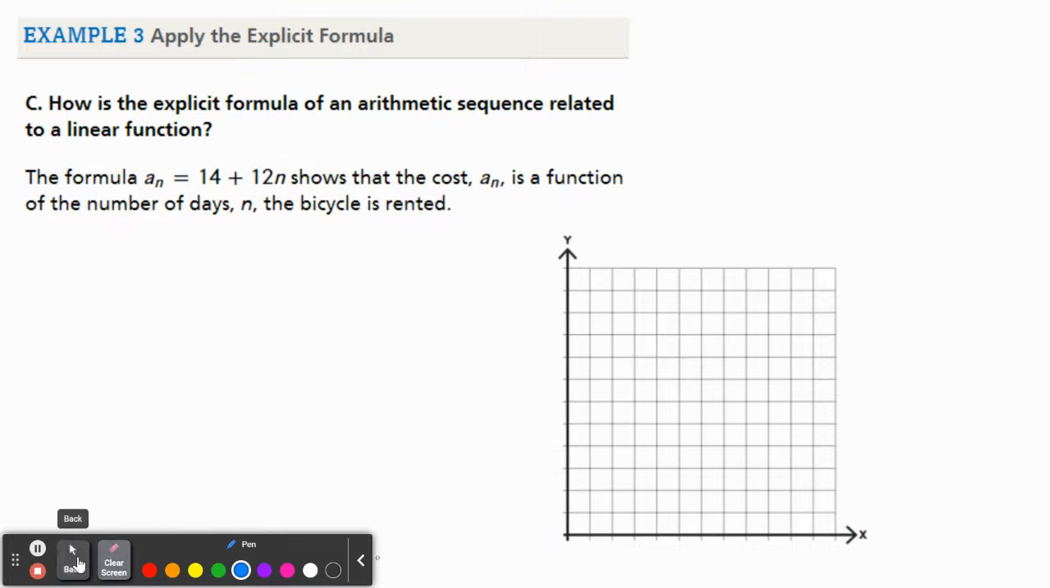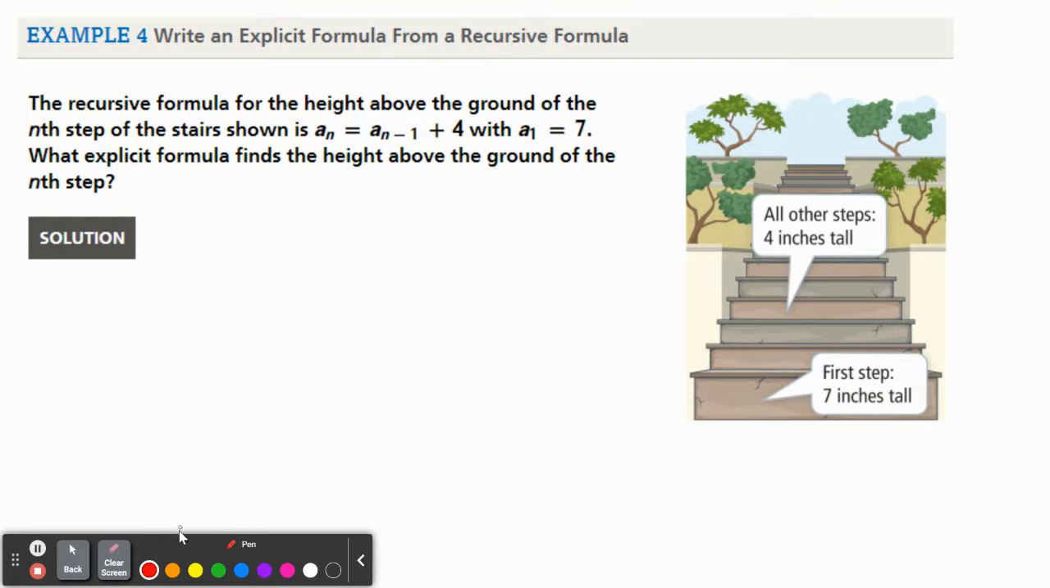All right. Next, 2 more problems here. So it says the recursive formula for the height above the ground at the nth step is this formula, where a sub 1 is 7. What explicit formula finds the height above the ground for the nth step? So in this problem, they give us 2 things. They give us the recursive formula, and they give us the first term. So from here, we can pull the following information, right? So we know that our first term is 7. So that gives us an ordered pair, 1, 7, right? Term number, term value. And this 4 right there is the common difference, which is our slope.